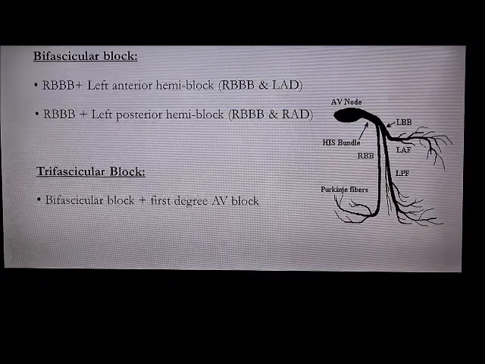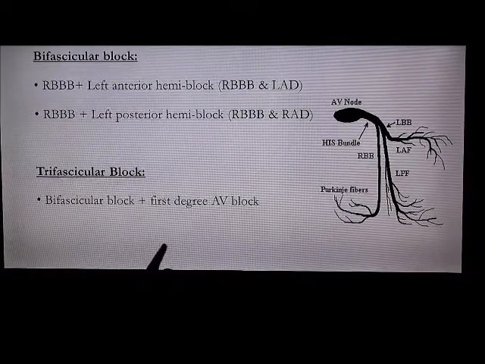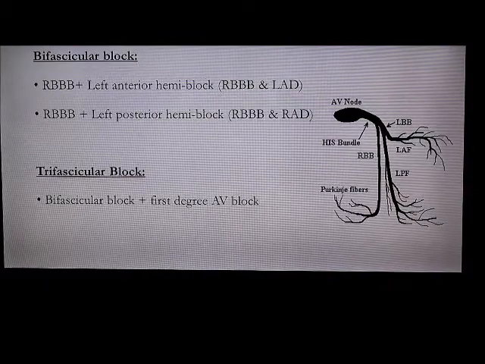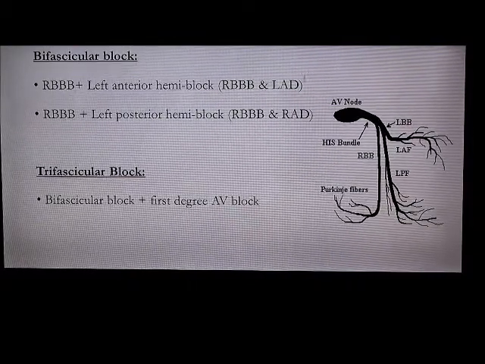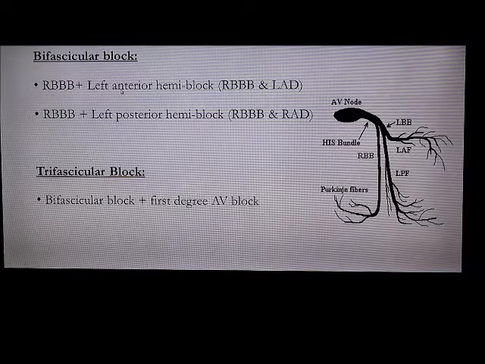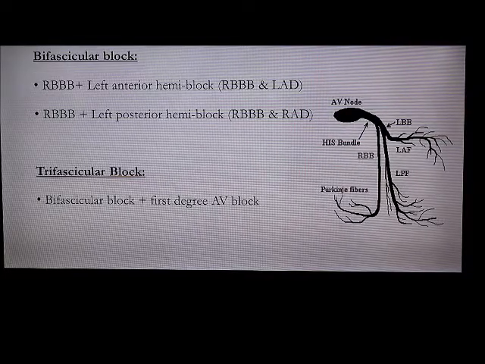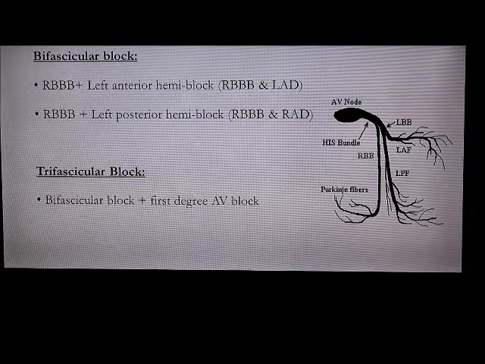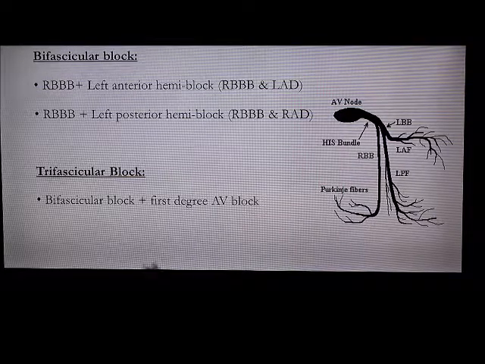So if you have right bundle with left anterior hemiblock, it is classically left axis deviation, and that's the way I memorize it. L, left axis deviation, left anterior hemiblock. Right bundle branch block with right posterior hemiblock will be right axis deviation. If you have a bifascicular block with first degree AV block, it means all of the three fascicles are actually involved, the trifascicular block. So if you're following a patient who, for example, has complete heart block and recovers, it means he has a higher risk of recurrence.